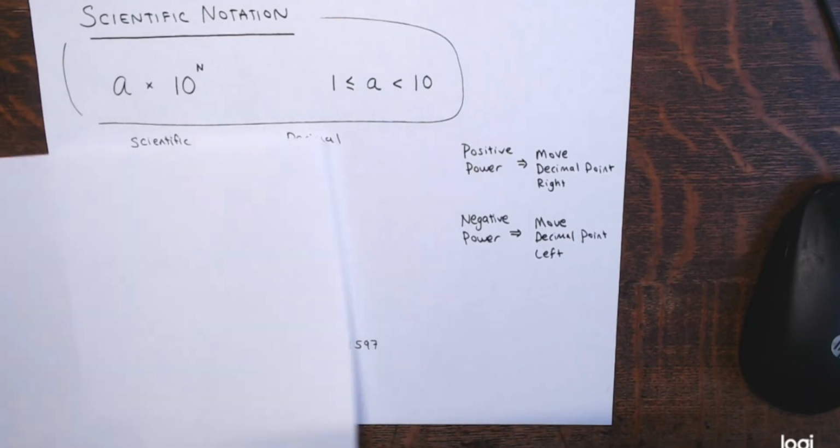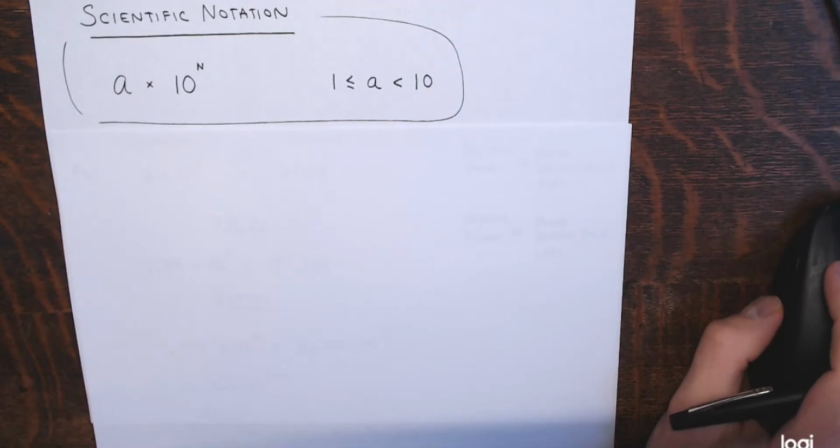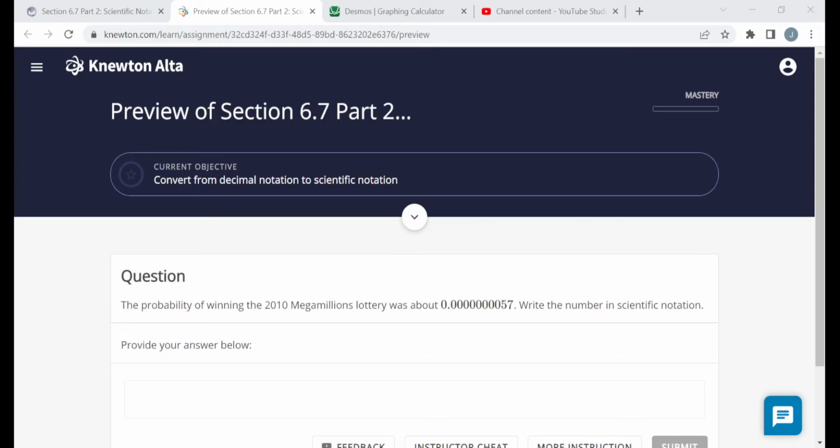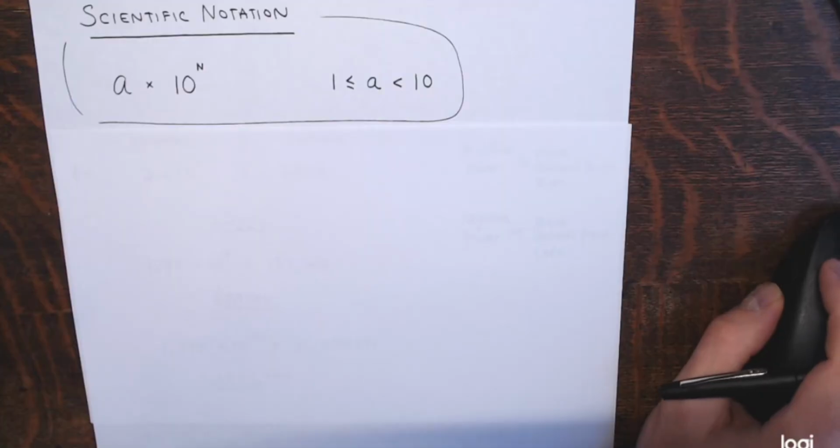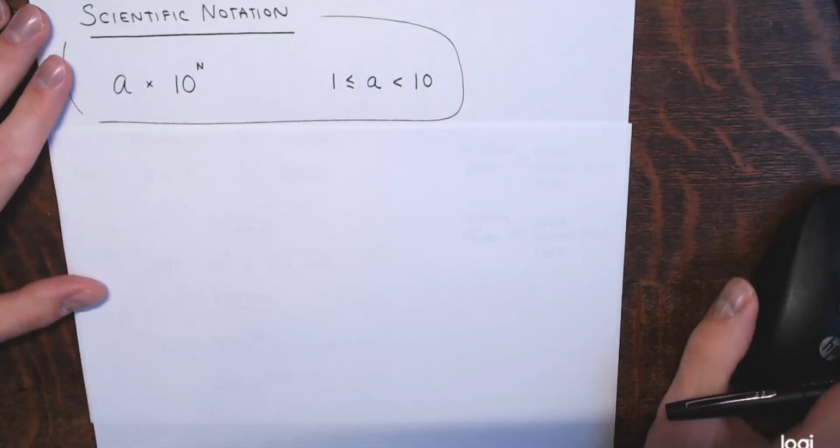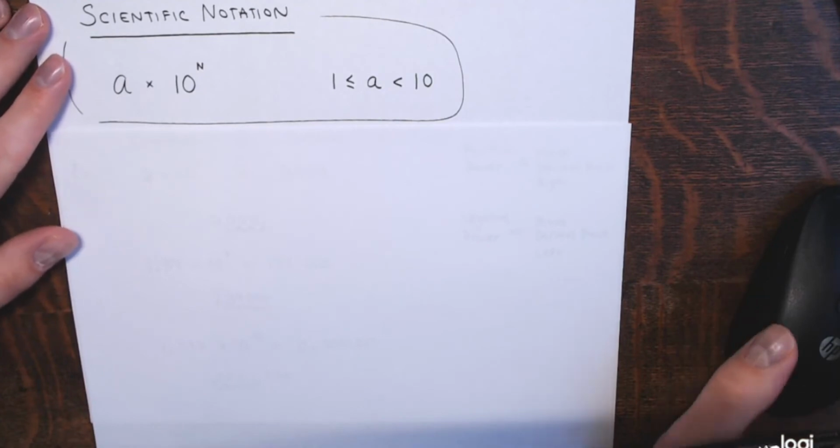All right, so this first example, the first objective we're looking at is convert from decimal notation to scientific. So we're given a number here in decimal notation. It says, the probability of winning the 2010 Mega Millions lottery was about 0.00000000057. So it's 8 zeros after the decimal point and then 57. Write this number in scientific notation. And that's usually what scientific notation is for, to write really, really small numbers or really, really large numbers in a more compact way.